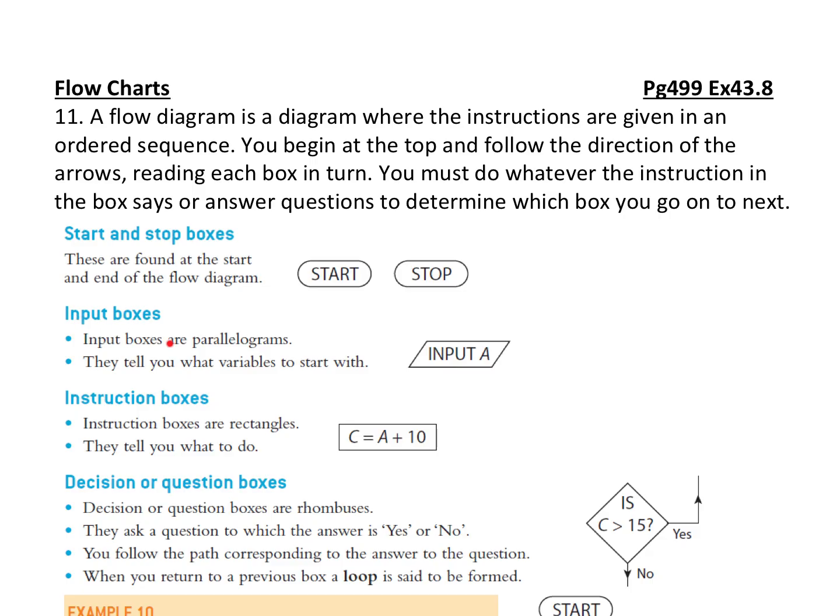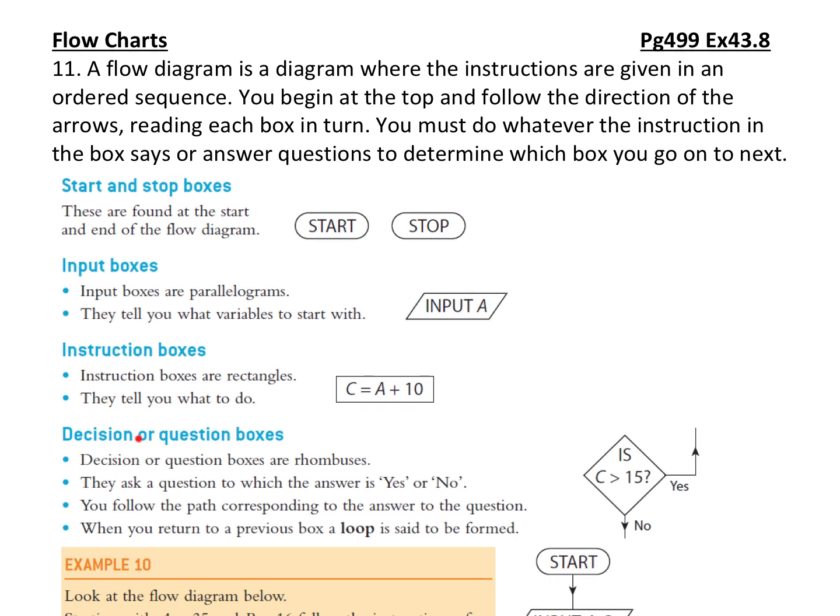Input boxes are parallelograms. Okay, just boxes as well, and they tell you what variable to start with. Instruction boxes are rectangles, again just a box, but they tell you what to do with your input or the next variable that you have currently.